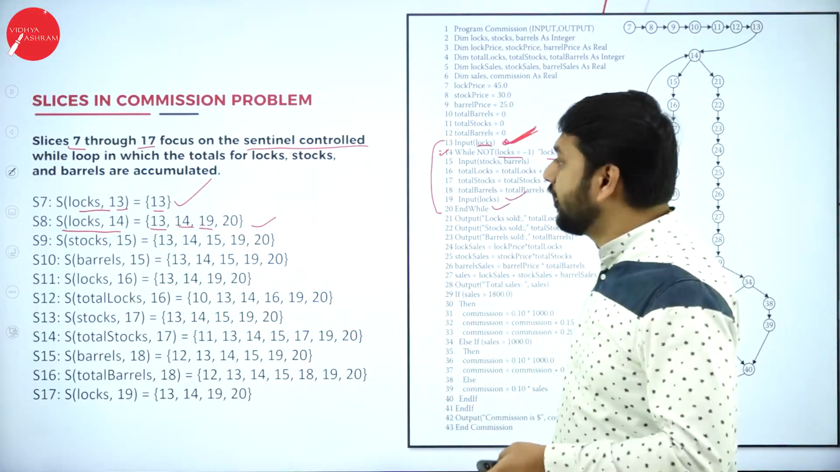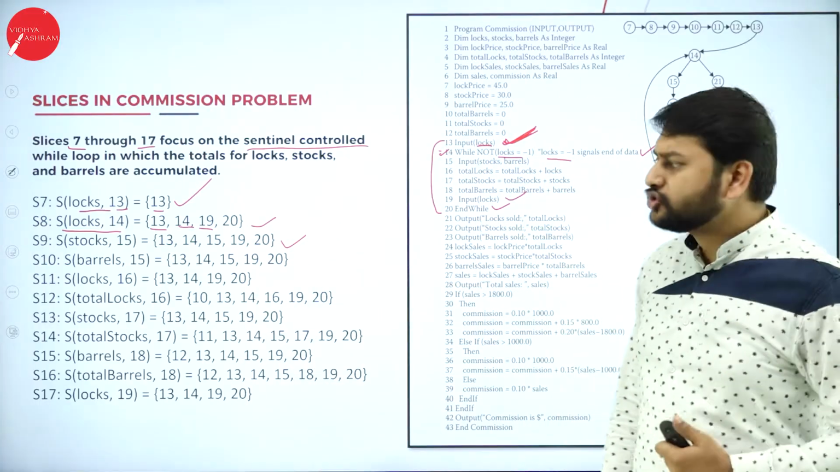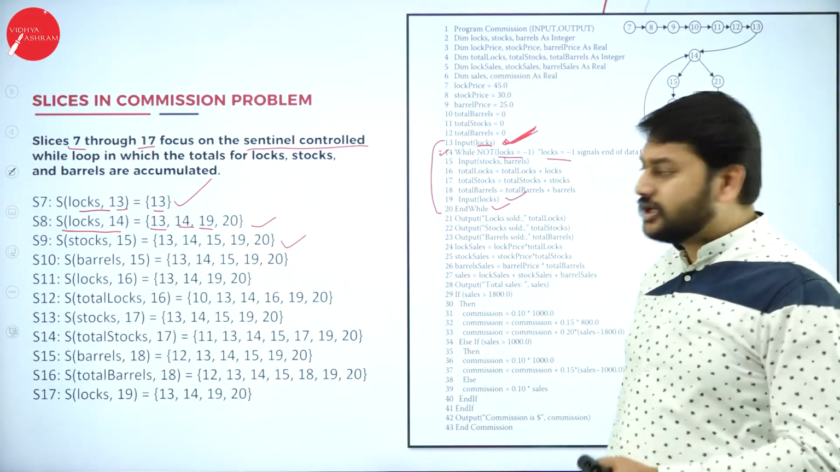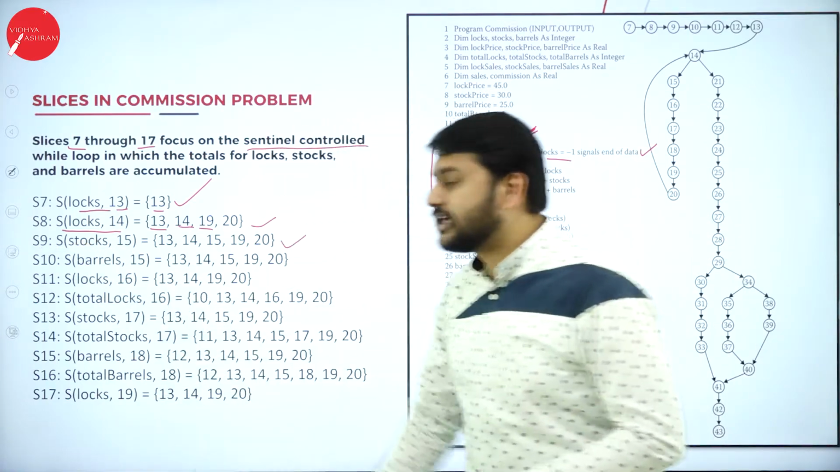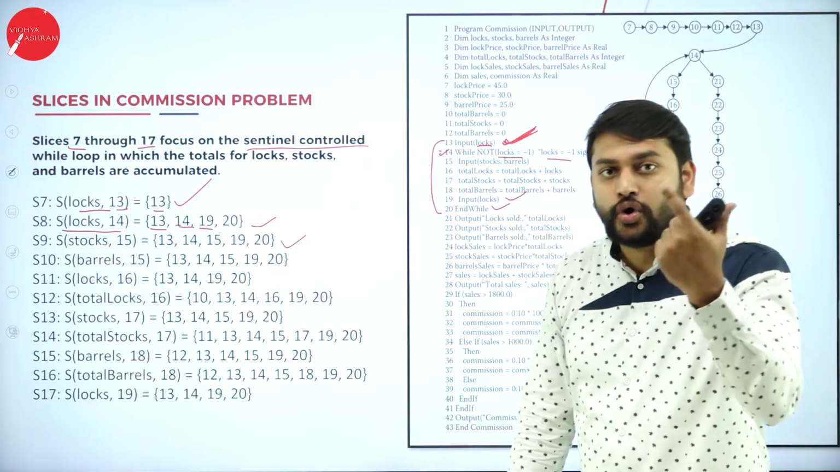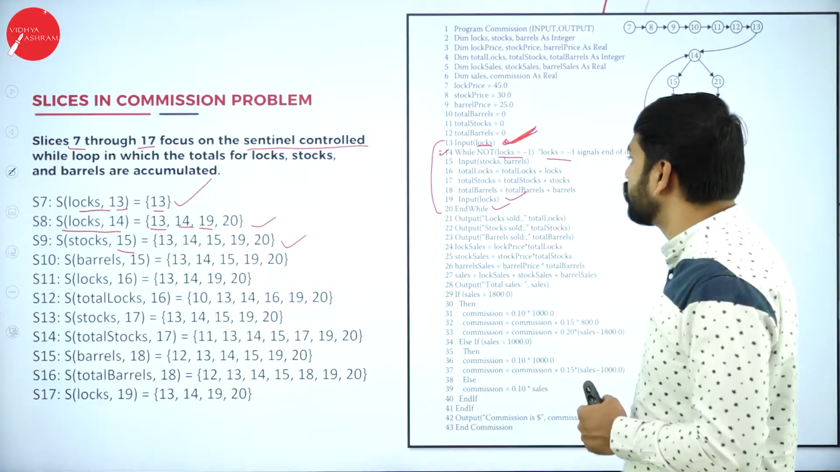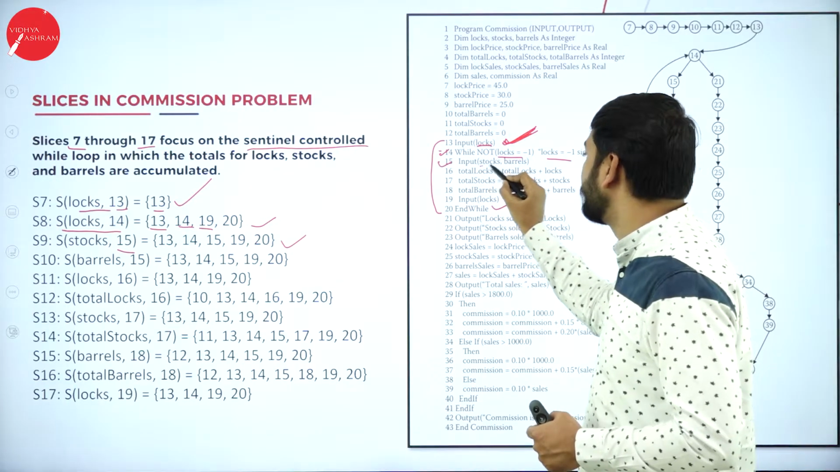Let's check the next one that I have, that is stocks. What is the slice number? Slice number is 9. That's what you need to understand. From where exactly is it starting? Line number 15. So here I have the stocks.